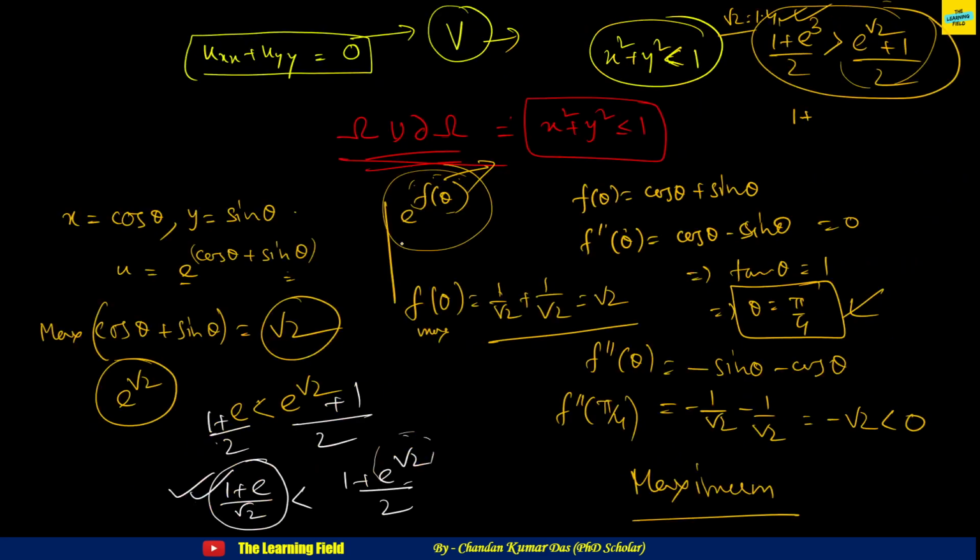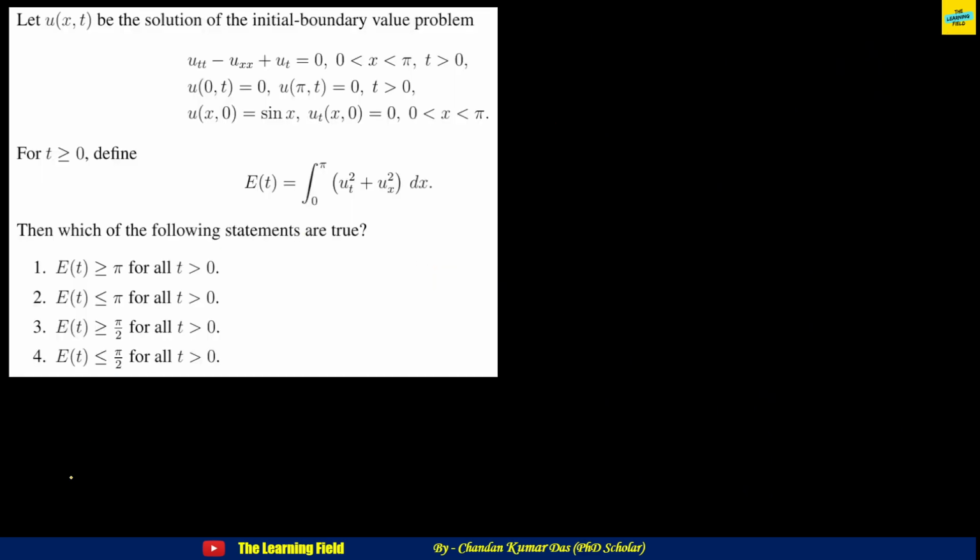Fine. Now next question. This is also a very beautiful question, with a very beautiful solution technique, which says: let u(x,t) be the solution of the initial boundary value problem given here, for t greater than or equal to 0. Let us define E(t) equal to this. Which of the following statements are true?